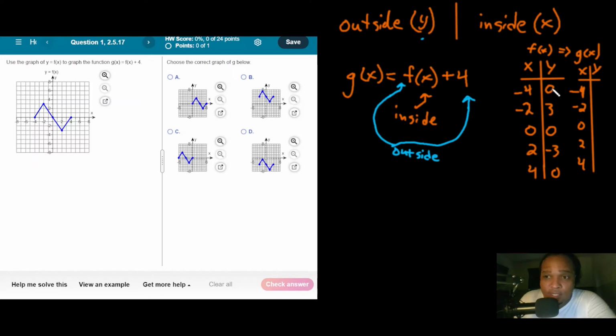So we're going to take this 0. 0 plus 4 is 4. 3 plus 4 is 7. 0 plus 4 is 4. -3 plus 4 is +1. And then 0 plus 4 is 4. So this right here, this is your new graph. Okay, so all you have to do is plug those numbers in and find them on your xy coordinate plane.